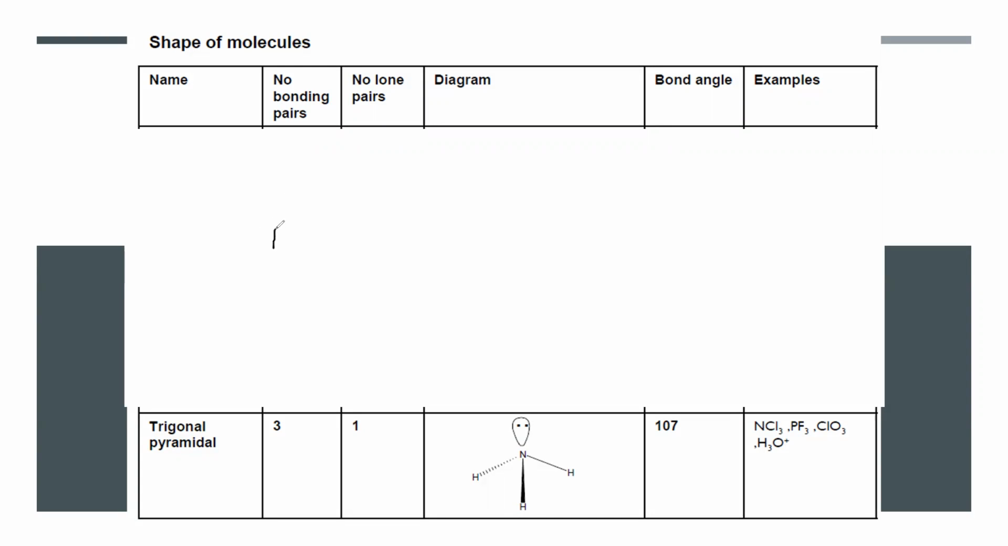For example, we have phosphorus trifluoride. Phosphorus belongs to group 5. It shares 1 with fluorine. Fluorine belongs to group 7, so it will share 1 only. Another fluorine also shared 1.